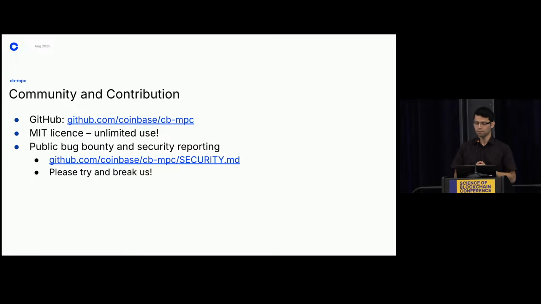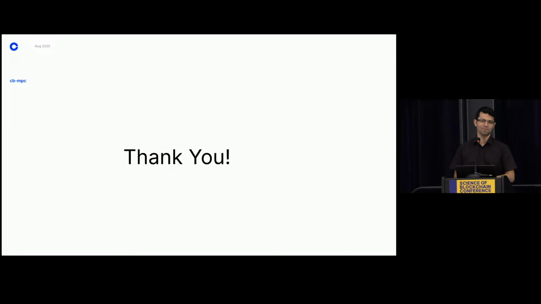report through HackerOne and be eligible for a bounty, or if you don't want to be constrained by the restrictions of the bug bounty program, you can just send us an email. We'll work it out together, and you can then responsibly disclose on your own terms. And yeah, please try to break us and let us know. Thank you.